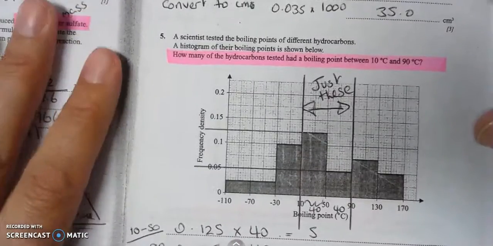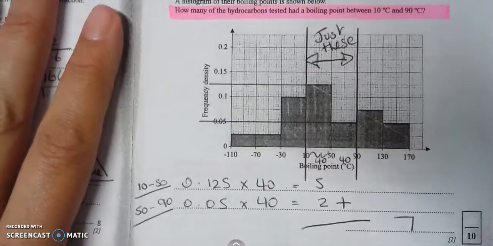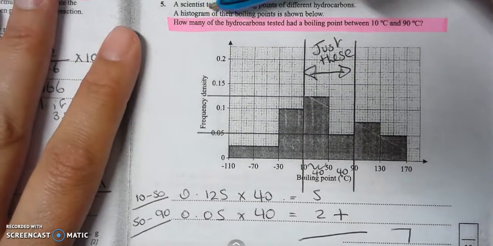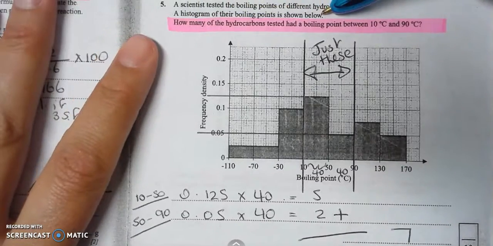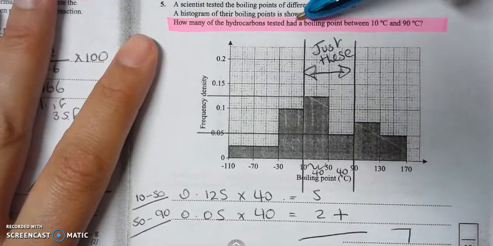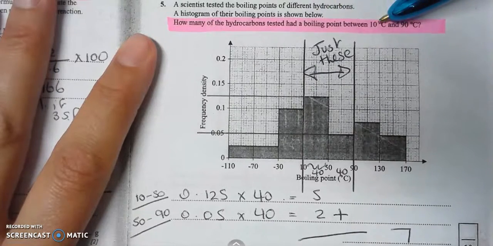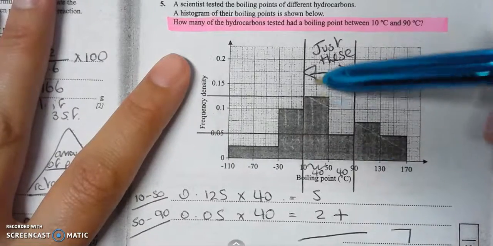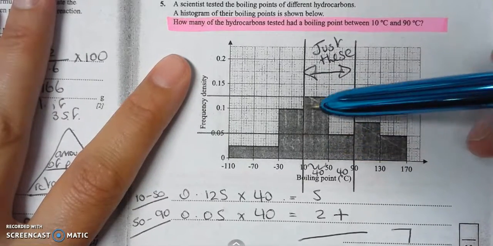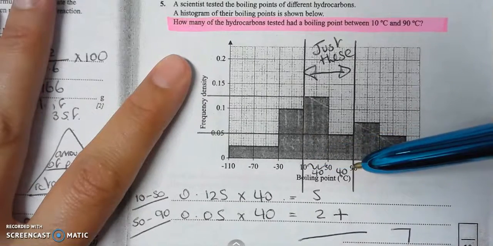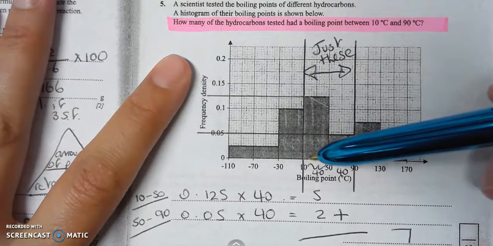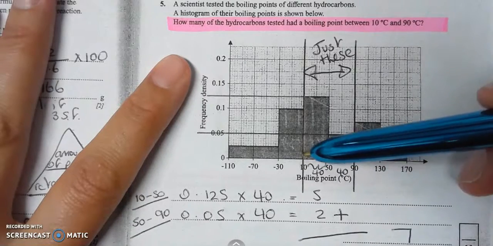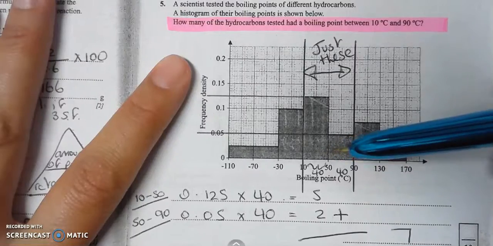Okay, back to question 5 for everybody to have a go at. A scientist tested the boiling points of different hydrocarbons. A histogram of their boiling points is shown below. How many of the hydrocarbons tested had a boiling point between 10 and 90 degrees? Okay, so the first thing is, I only need to be working with these 2 blocks here because it's just asking between 10 and 90 degrees. But I have to take into account how wide these blocks are. Now this is 40, representing 40, and that's representing 40.